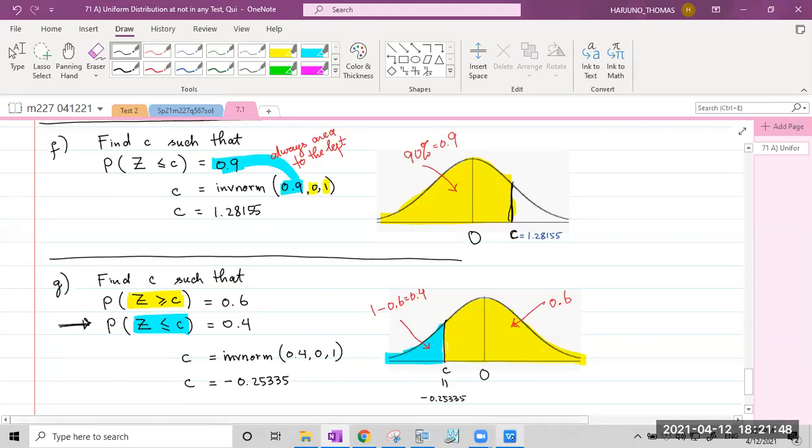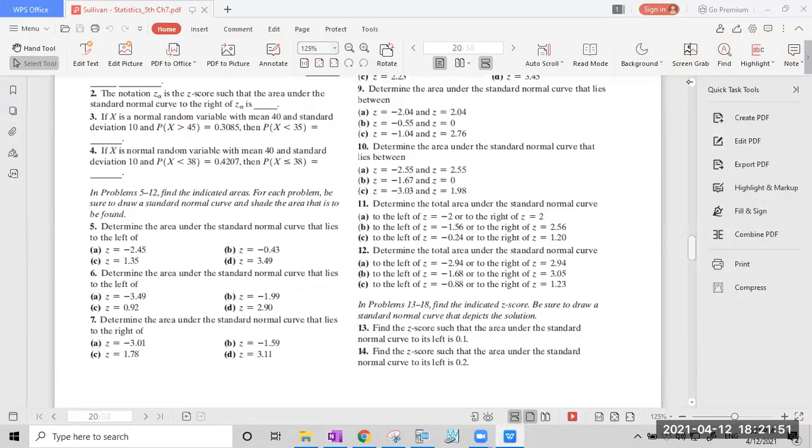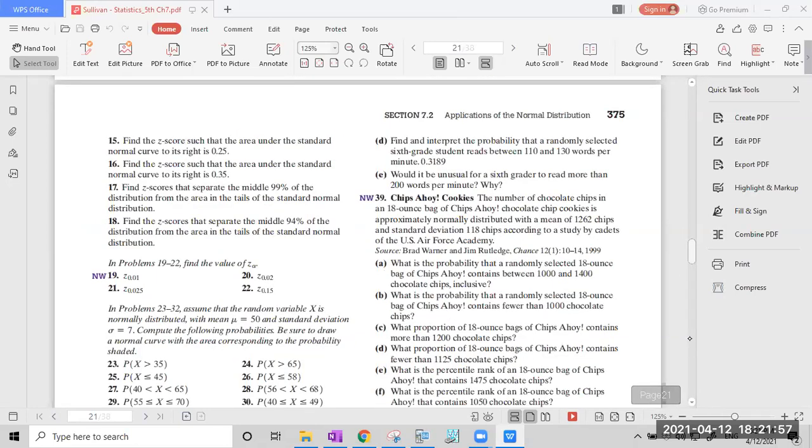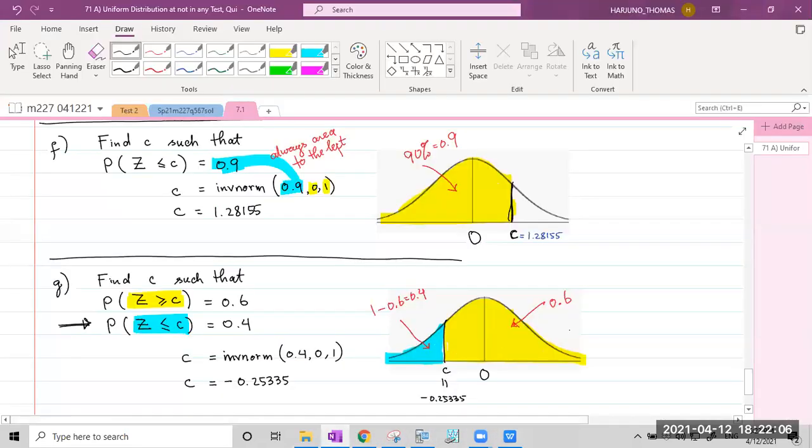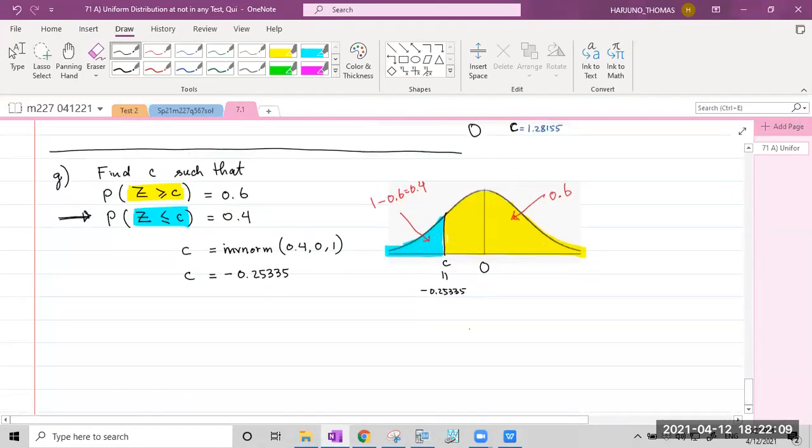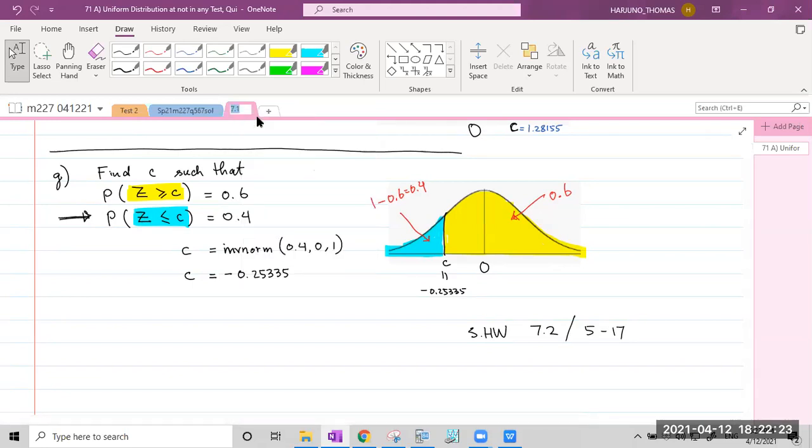Okay, now for you to practice at home later on, this will correlate to question number 5 to number 17. Suggested homework from this 7.2, from number 5 to number 17. So I already dove into 7.2 also. Okay, call that 7.2A.